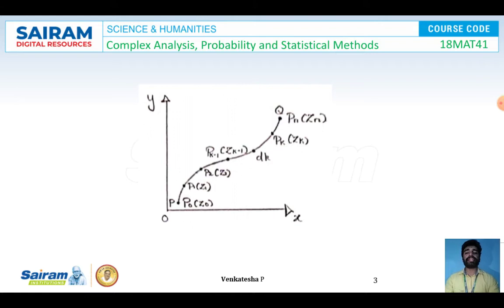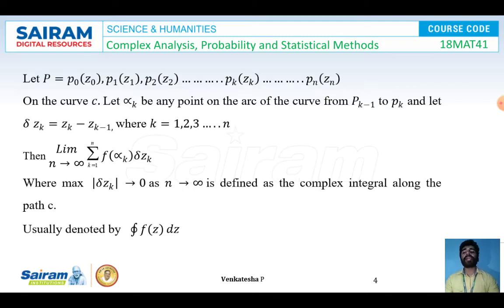So a curve C has been taken in the xy plane and extended from the point P to Q, and divided into n equal parts with the points P0 Z0, P1 Z1, P2 Z2, and so on Pk Zk, up to Pn Zn. The point P will be P0 Z0, and Pn Zn will be equal to Q.